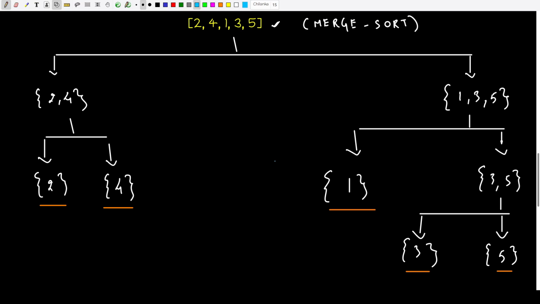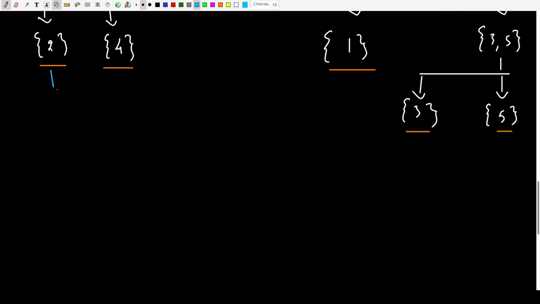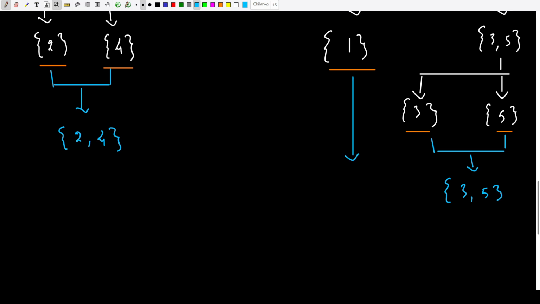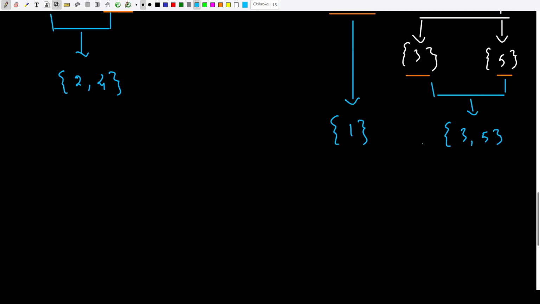So let us perform the merge operation. Let us merge these two elements of the array. If you merge this, the array will look something like this, 2, 4. Folks, as you can see, the array is already in sorted order, so we don't have to do anything over here. Similarly, if we merge this part of the array, again, since the array is already sorted, we don't have to do anything. And this one is as it is. Now let us merge further.